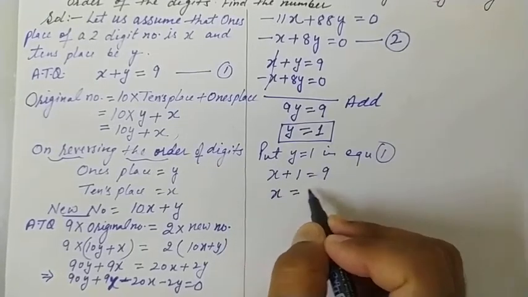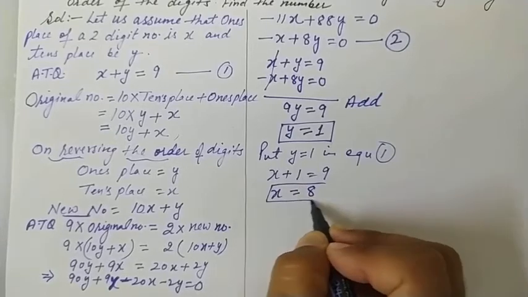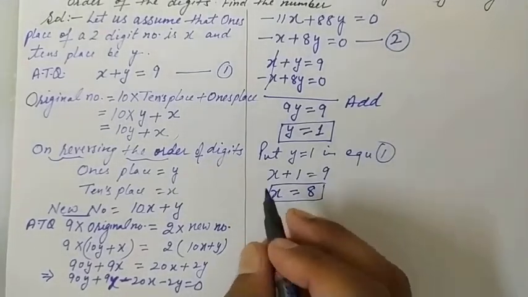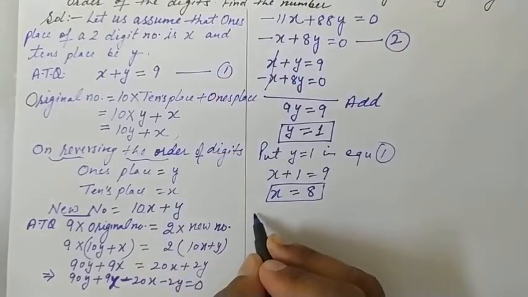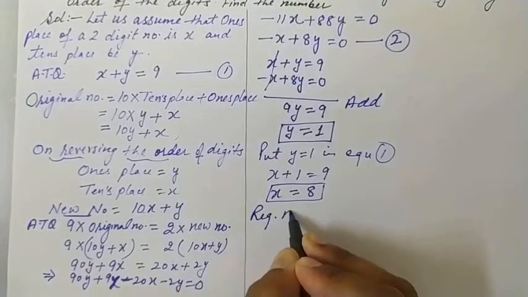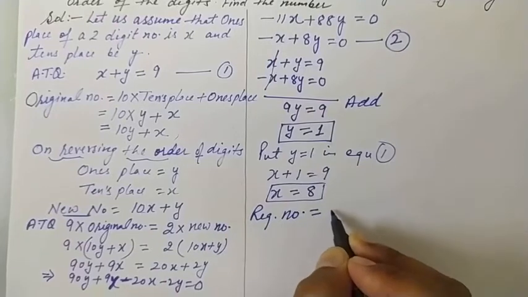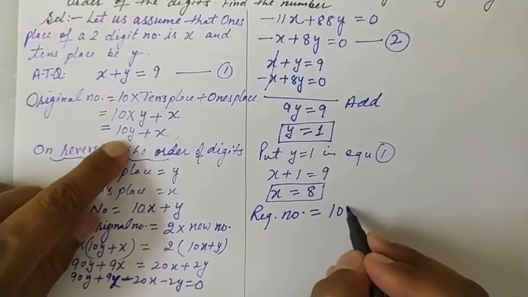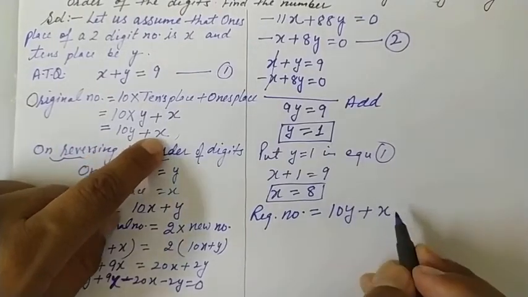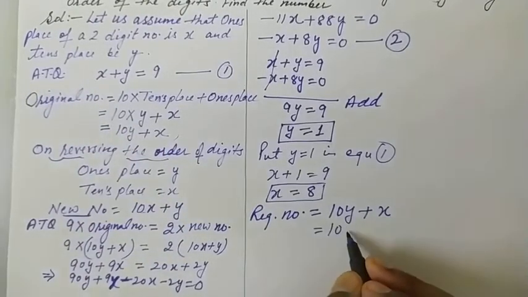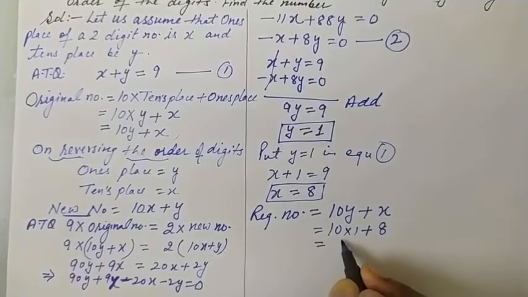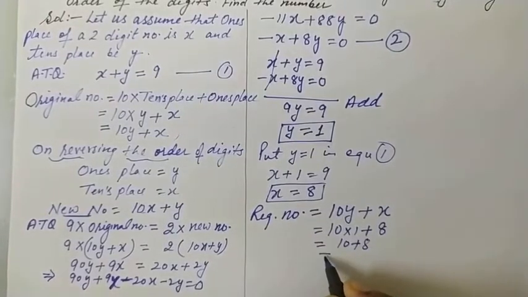So x is equal to 9 minus 1, that is 8. So we will have that number. So find the number it is spoken. We'll find required number is equal to 10 into 10's place, that is 10y plus x, this is the original number. So 10 into 10's place is 1 plus 1's place is 8. So it is 10 plus 8, that is 18.